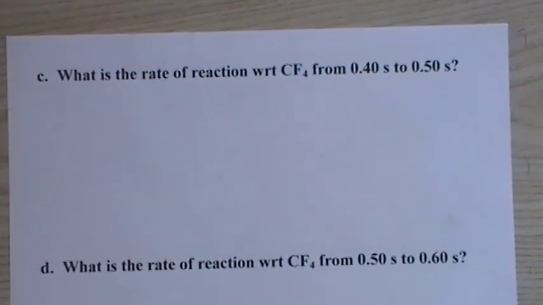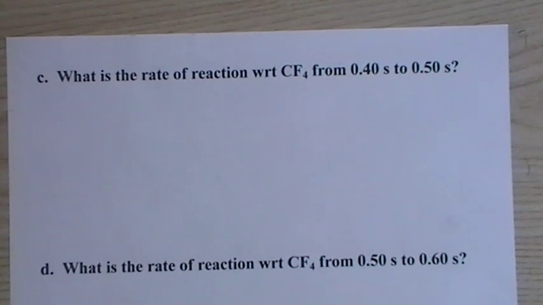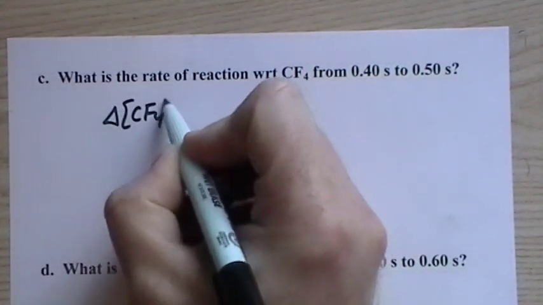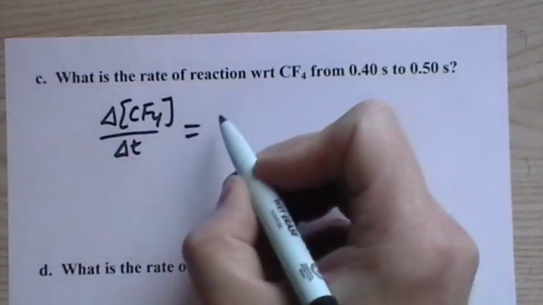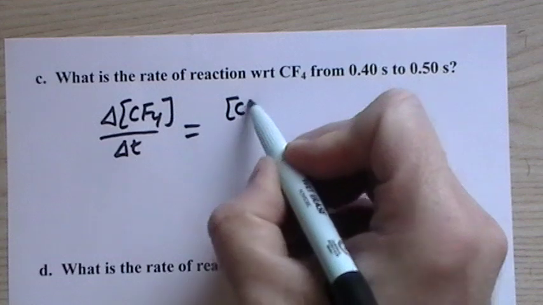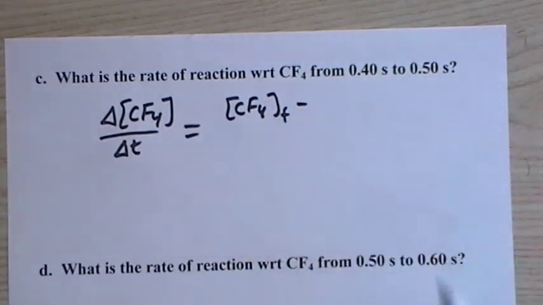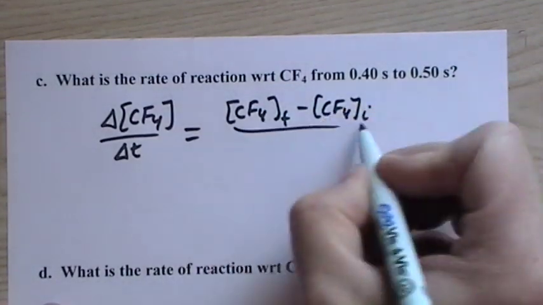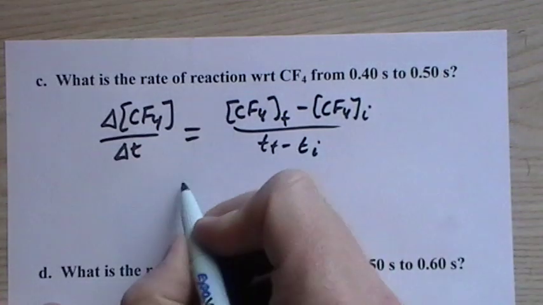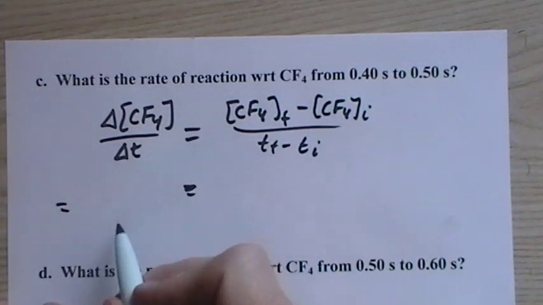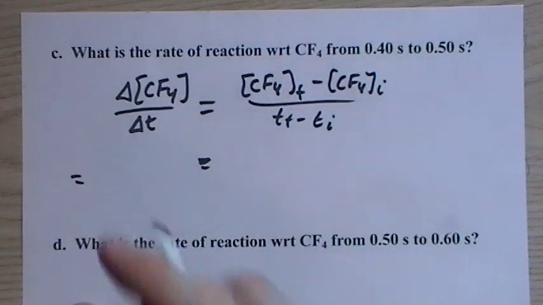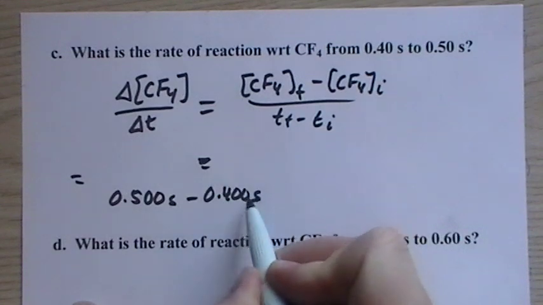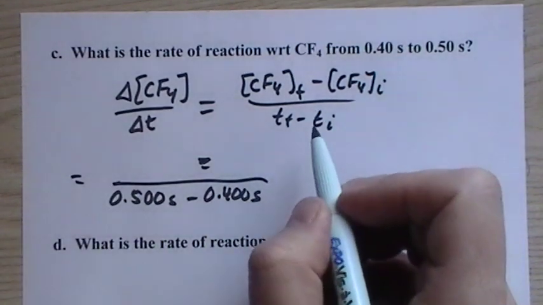The rate of reaction with respect to CF4 from 0.4 seconds to 0.5 seconds. Now we have this equation, or that term, and then we know that's going to be the concentration of CF4 final minus CF4 initial over t final minus t initial. And they tell us, I'm going to bring this over, the final time is 0.5 seconds, and we'll add in that significant figure, 0.4 seconds, over concentration of CF4 at that time.